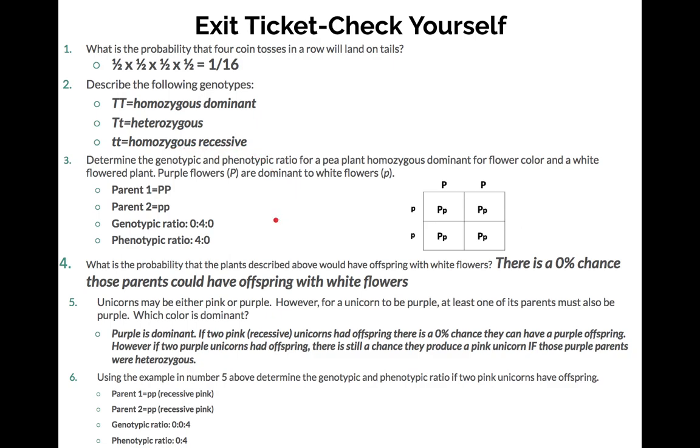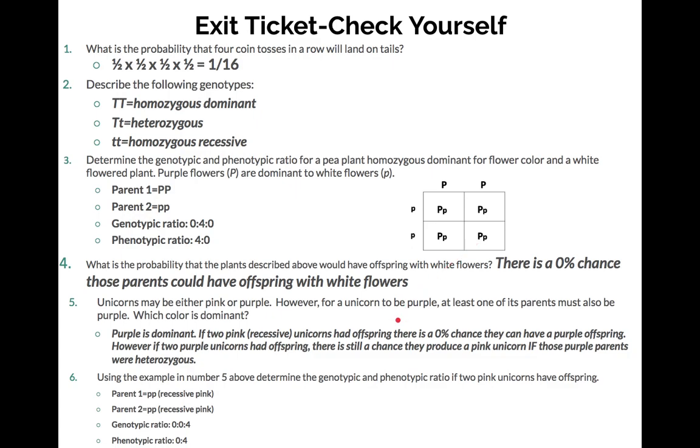Number 3, determine the genotypic and phenotypic ratio for a pea plant, homozygous dominant here for flower color, and a white flowered plant. So we know that that would have to be recessive. You do that cross, and you should have gotten something like this. 0 that were 2 big P's, all 4 were heterozygous, and 0 that were 2 little p's, or recessive. Then your phenotypic ratio would be 4, right? All 4 are dominant to 0 recessive. Number 4, it's asking about this question right here. There was a 0% chance that those parents could have offspring with white flowers because they are all heterozygous, therefore none of them will appear white.